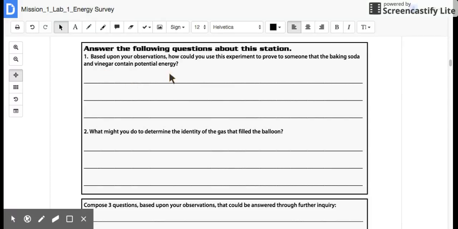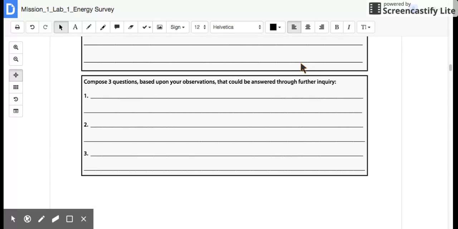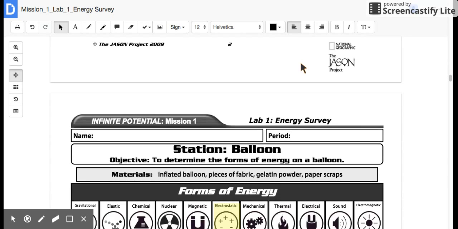How could you prove that baking soda and vinegar contain potential energy? Remember, the definition of energy is the ability to cause change or the ability to do work, but I like this cause change. So how can you prove that vinegar and baking soda cause change when mixed together? What might you do to determine the identity of the gas filled in the balloon? Well, I did a demonstration with a candle, and we talked about that in class, so use that example. And then once again, further inquiry questions.